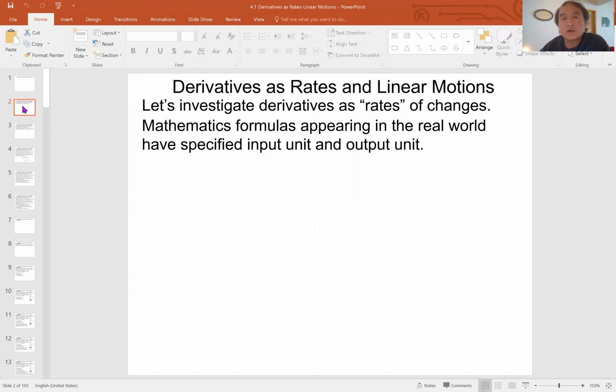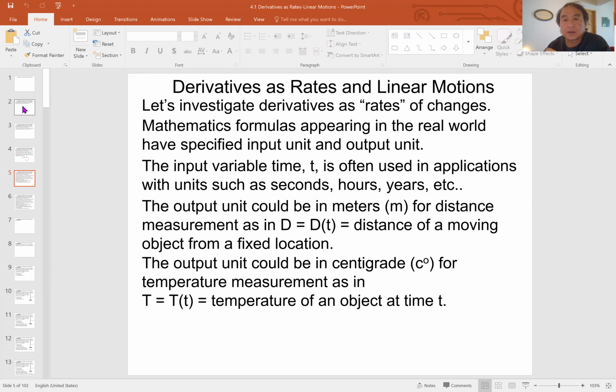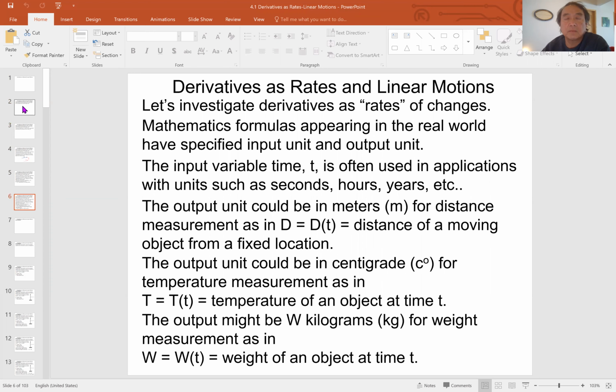So let's just use time as the input unit. And output unit could be anything. For example, it could be we're tracking the distance of a bee flying around as time goes on. It could be we're tracking the temperature change as time goes on, the fluctuation of temperature going up and down. Or it could be we measure the change of the weight of a body.